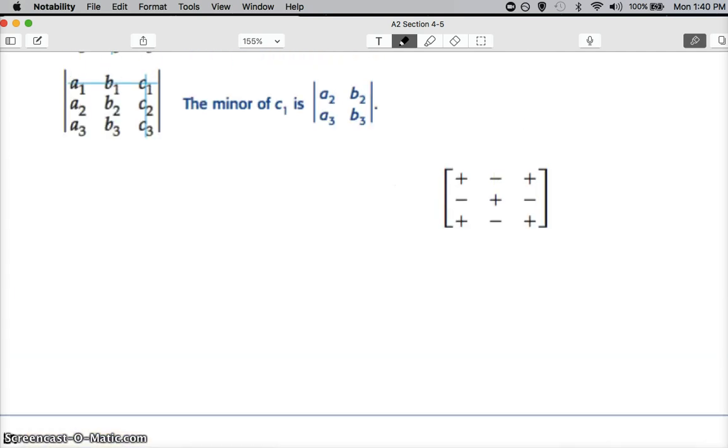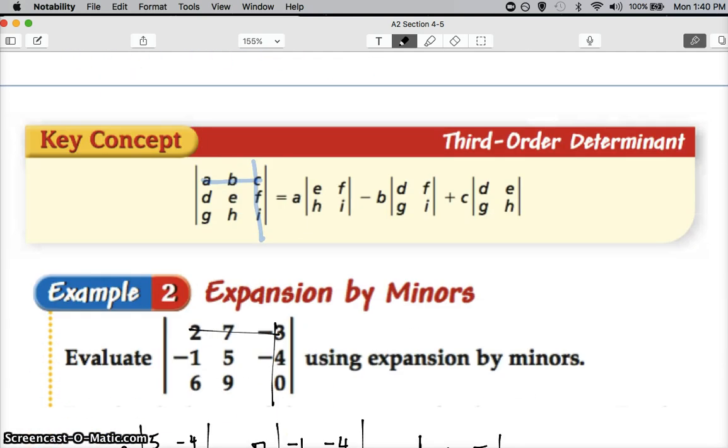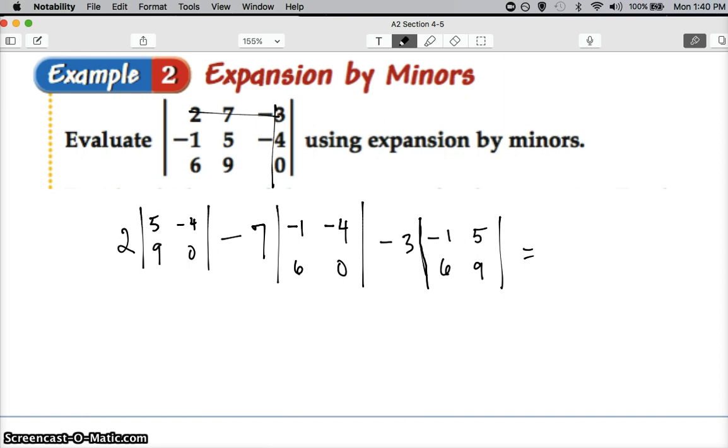If you're looking at the signs and thinking they look crazy, knowing that this one's supposed to be positive, negative, positive, remember: A is whatever it is, B we want the opposite, and C we want exactly as it is. A is a positive 2, B is a positive 7, so we want the opposite, which is negative 7, and C we want exactly as it is. Okay, so we have some calculating to do. Let's go ahead and calculate these determinants.